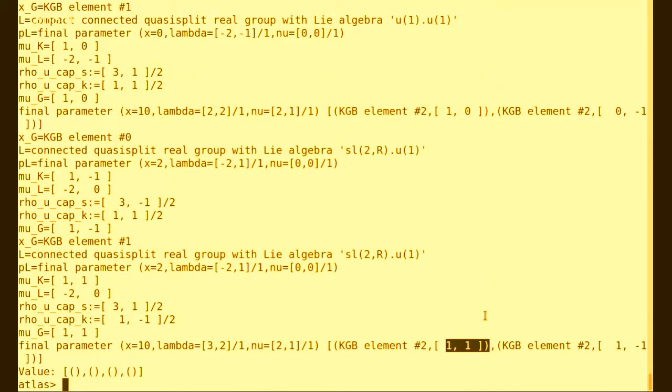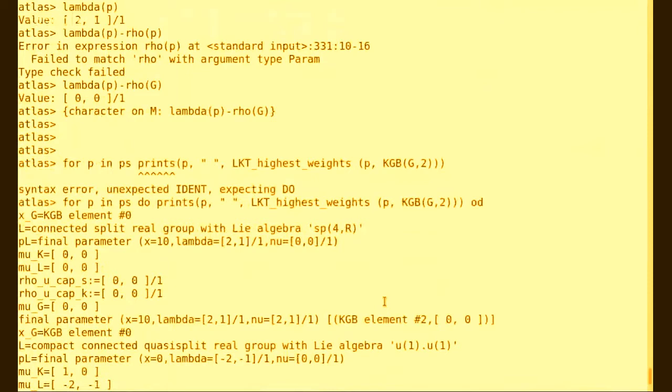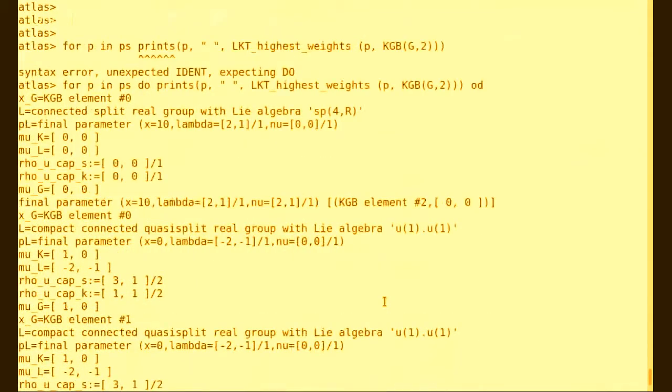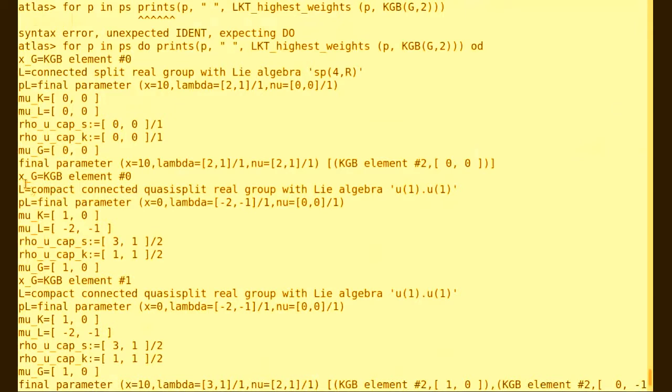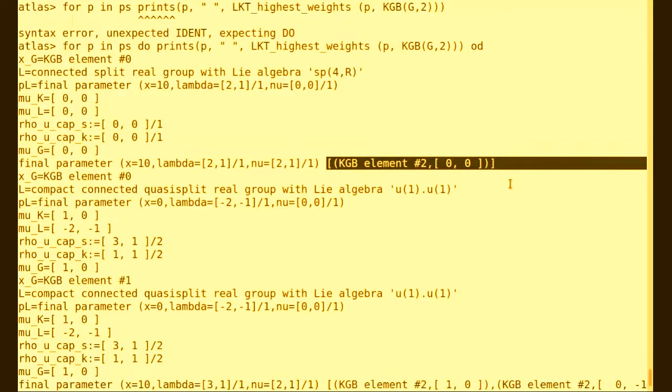Something bothers me about that. David's going to correct me. I believe this doesn't look right. It should be (1, 1) and (-1, -1). I'll have to check this. I have the debugging turned on for a reason here. But anyway, this is telling you about the lowest K-types of these induced representations. Certainly this first one is the trivial representation.